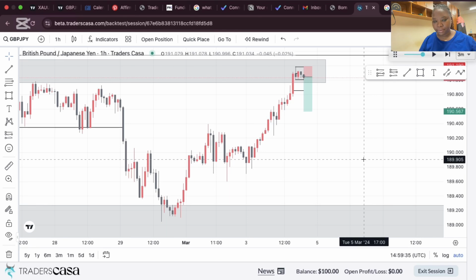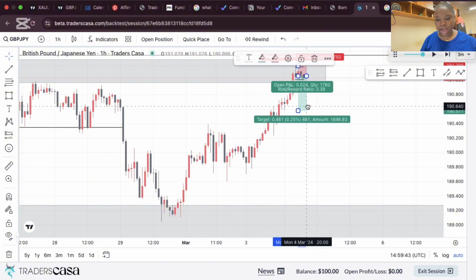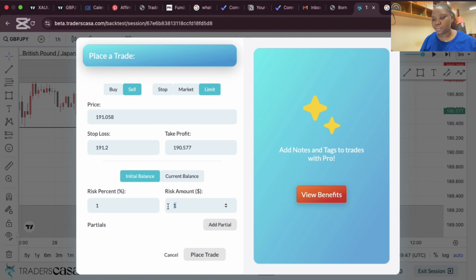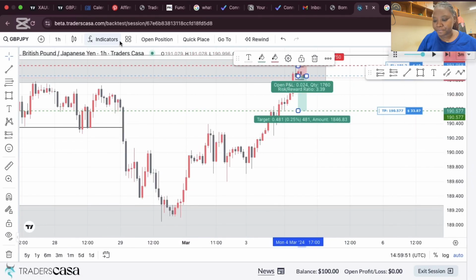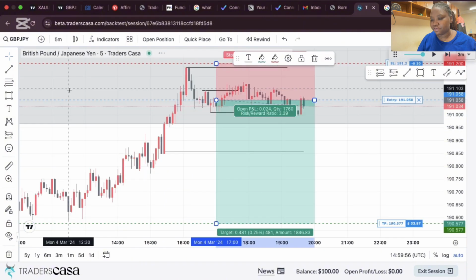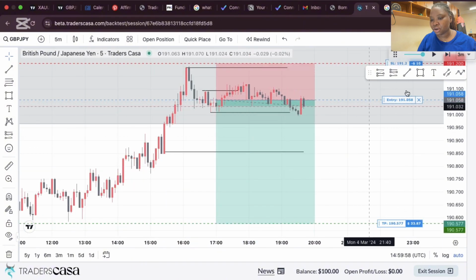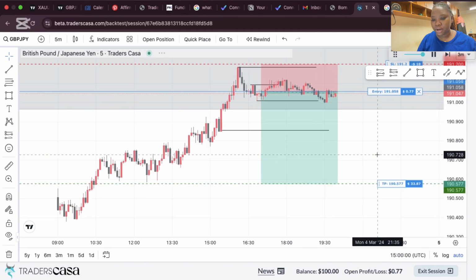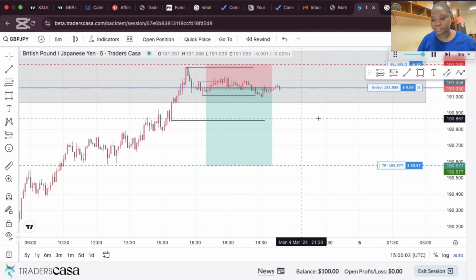Now one thing I like about this app is that you can literally backtest as if you are forward trading, because you have a capital, I have a balance. So in order for me to do that, I can just literally open a position, and I'll be risking $10. I'll place my trade, and let's go back to the 5 minutes and see how that plays out clearly. So we are here right now, and that is it.